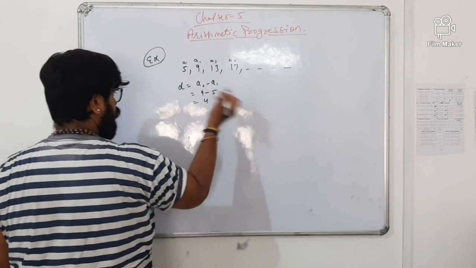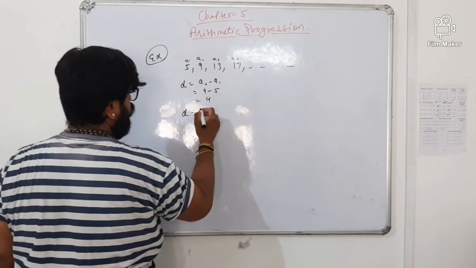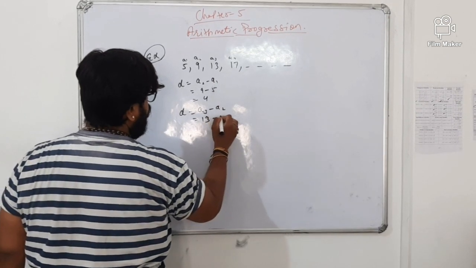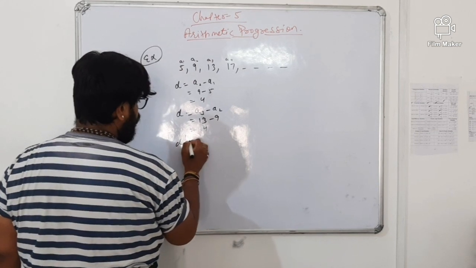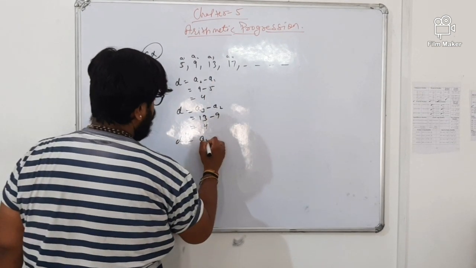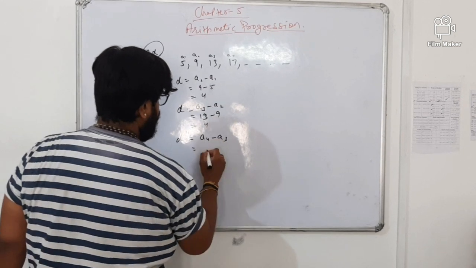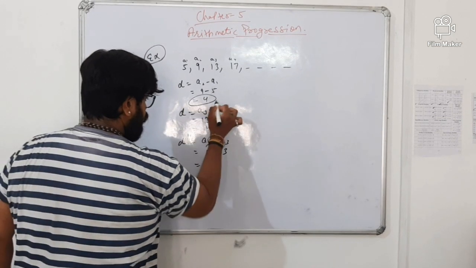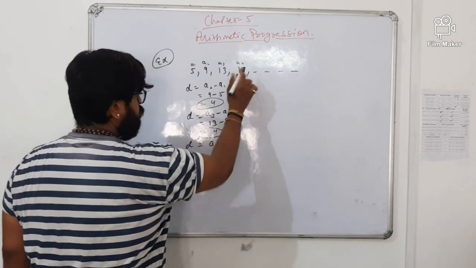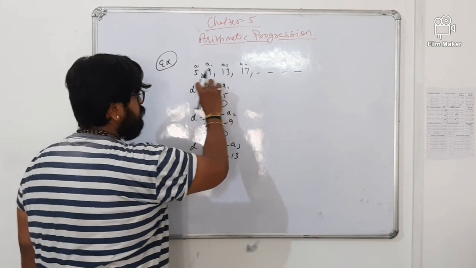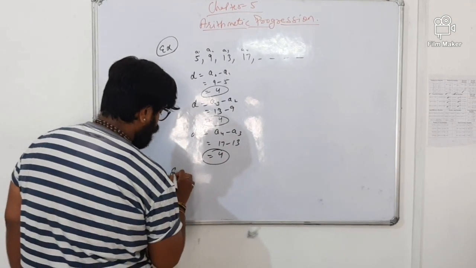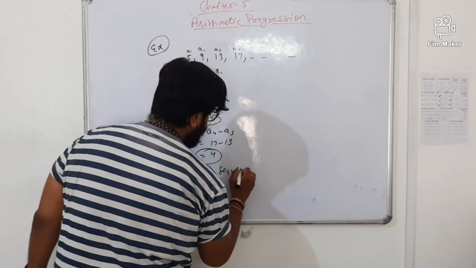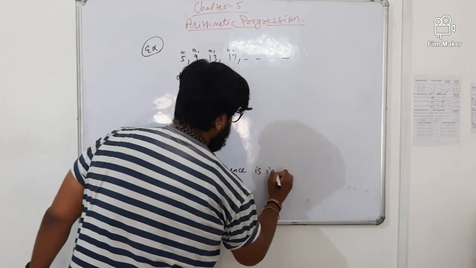This is 4. Now again d: A3 minus A2 means 13 minus 9. This is 4. Again d: A4 minus A3 means 17 minus 13, that is 4. Now see, the difference between all the numbers is the same. So the given series is in AP. So the given sequence is in AP.